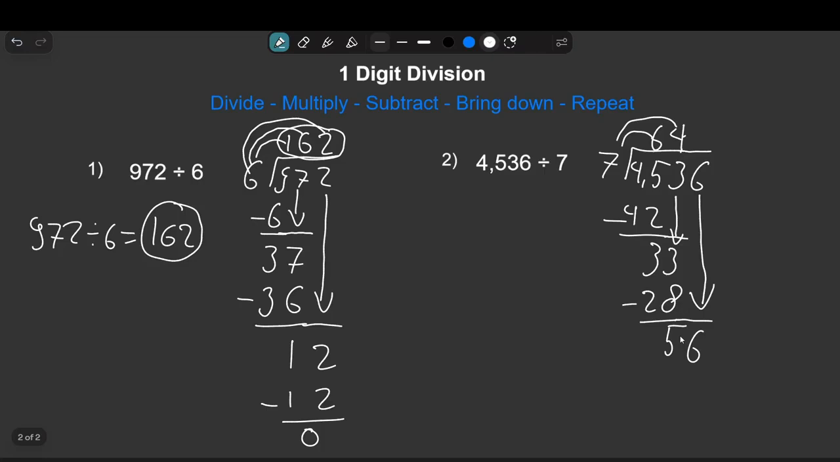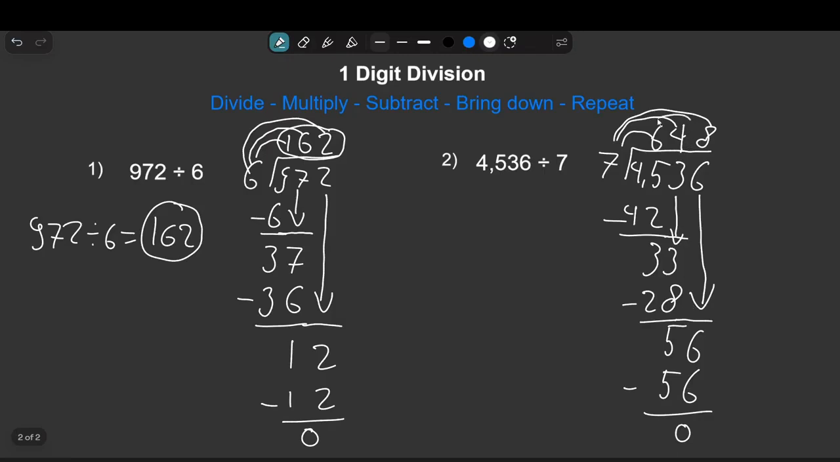So how many times does 7 fit into 56? Or you can just do 56 divided by 7. But I find it a lot easier to say how many times does 7 fit into 56. And in this case, it fits 7 times into 56. I mean 8 times into 56, because 7 times 8 equals 56. So we write our 8 down here, we multiply 8 by 7 and we get exactly 56. So 56 minus 56 equals 0.